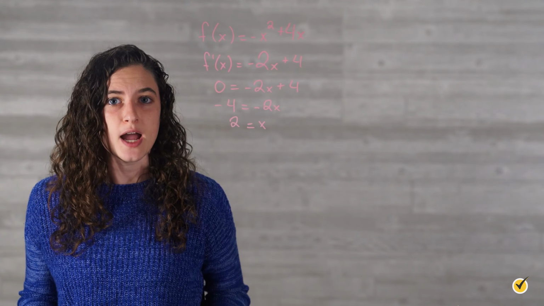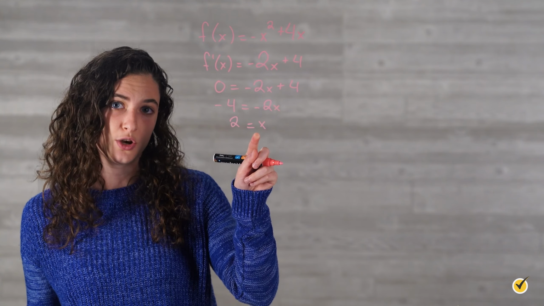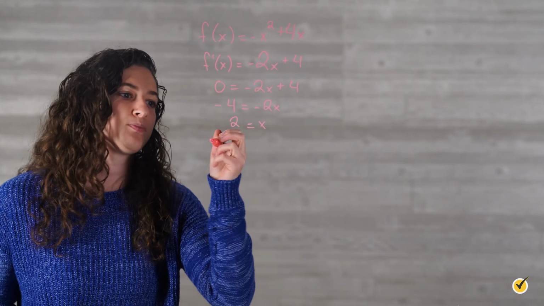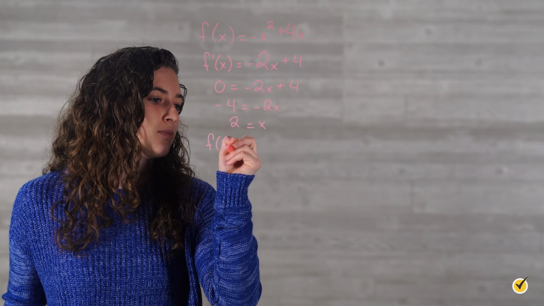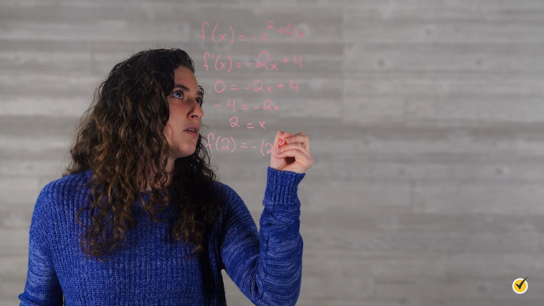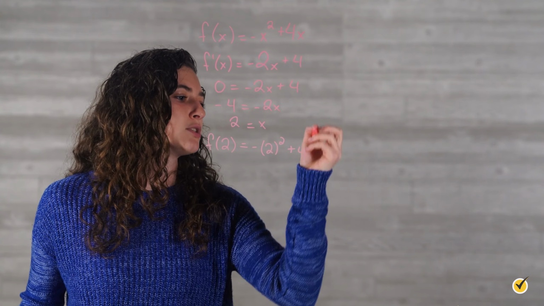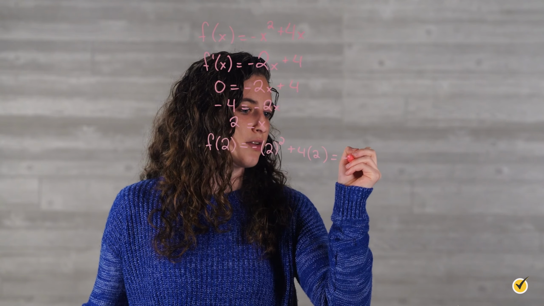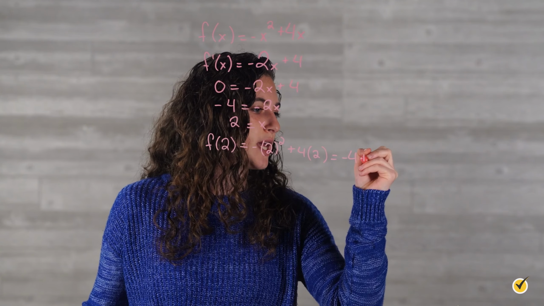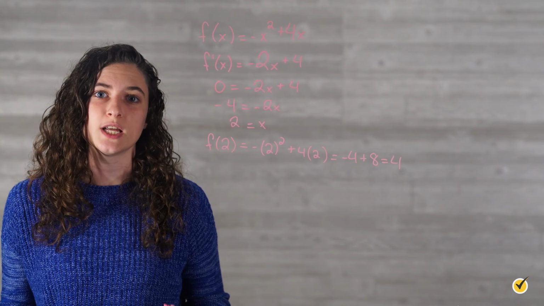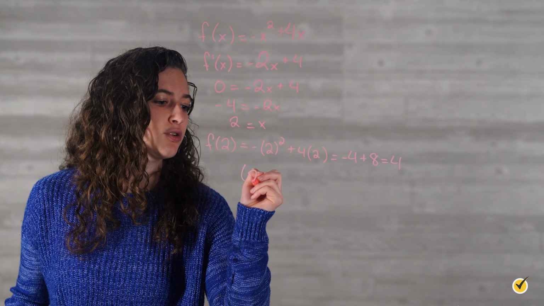So the maximum for f of x occurs at x equals 2, and we can plug in f of 2 to see what the height there is equal to. So we'll have f of 2 is equal to negative 2 squared plus 4 times 2. So negative 2 squared is negative 4, plus 4 times 2 is 8, so plus 8 is equal to 4. So this function has a critical point at (2, 4).